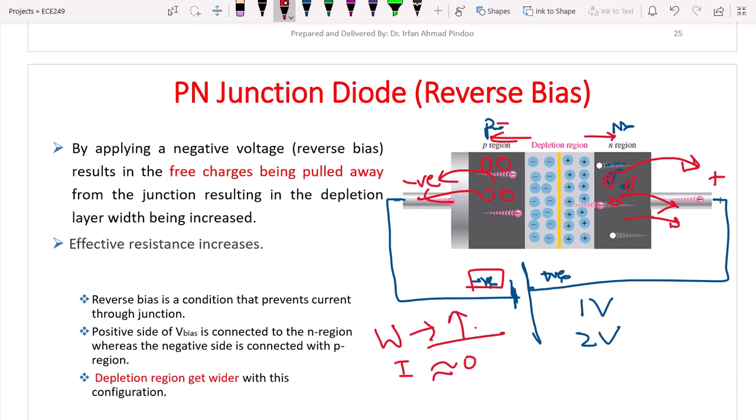And if current is almost zero, then what is resistance? Because resistance is V upon I and I is almost zero, R is tending to infinity. Means the resistance in a reverse bias of a diode is very high, and practically it is of the order of mega ohm also.